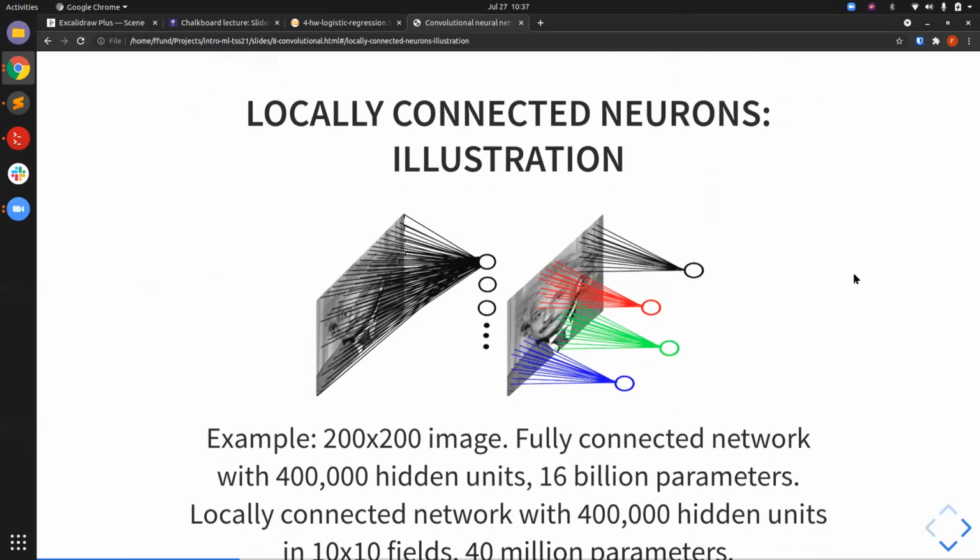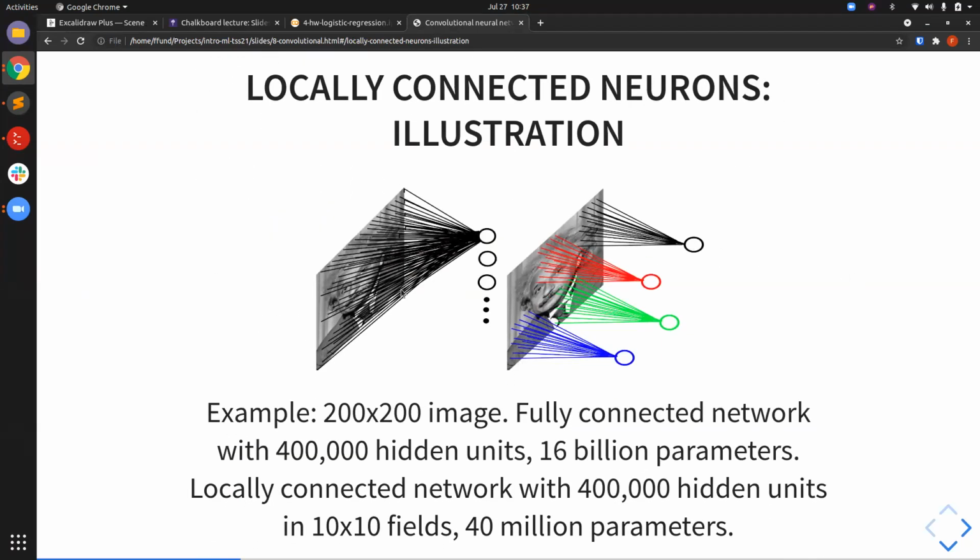So here's an illustration that's a little fancier. A fully connected network on this image of Albert Einstein might have 16 billion parameters if you have 400,000 hidden units. If you have a locally connected network with the same number of hidden units, but each of them only looks at, let's say, a 10 by 10 square at once, now you only have 40 million parameters. So you have far fewer parameters. It's much easier to train.